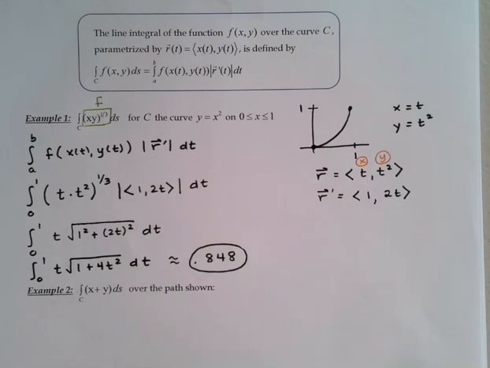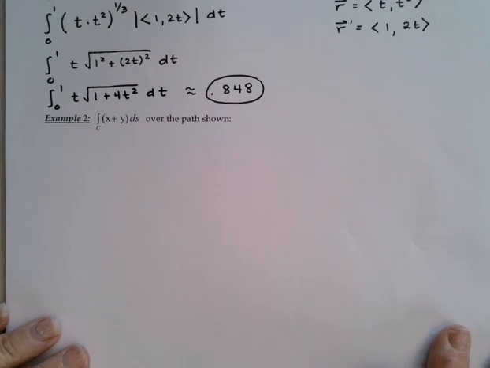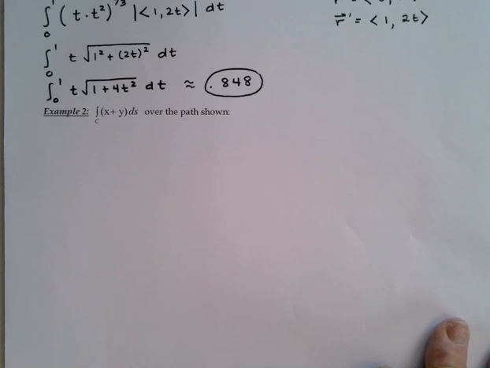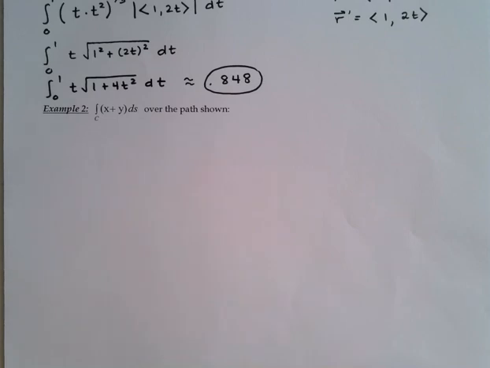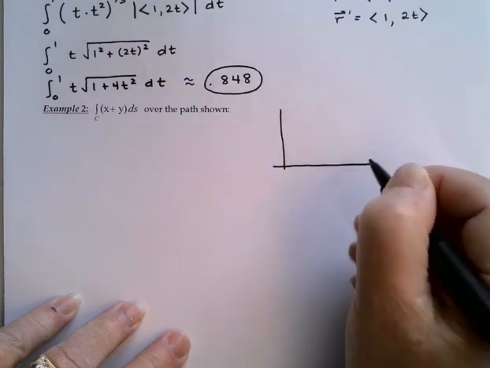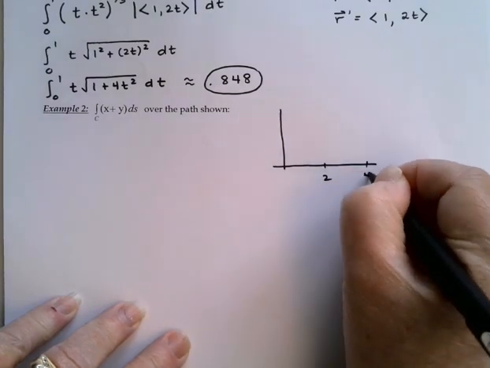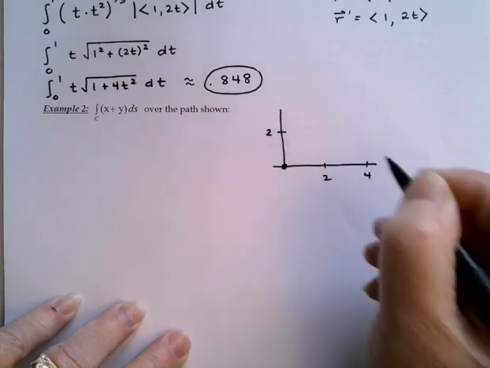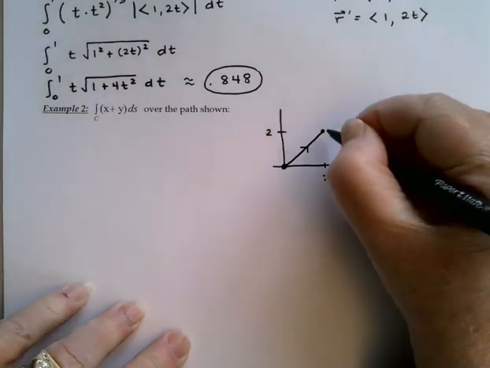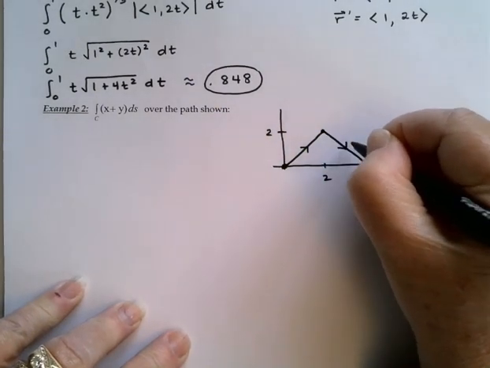Let's do a couple more, I guess. In number 2, we're supposed to integrate the function x plus y ds. It says over the path shown, and I actually neglected to put the path into your copies, so we'll go ahead and create our own path here. I would like the path to look like this. It's going to start at the origin, and in a straight line we're going to go to 2, 2. And then in another straight line we're going to come down to 4, 0 and stop.